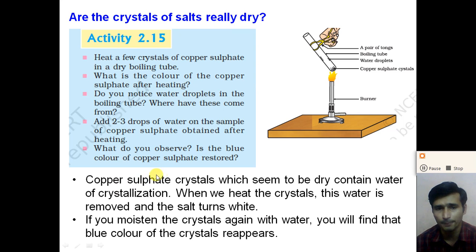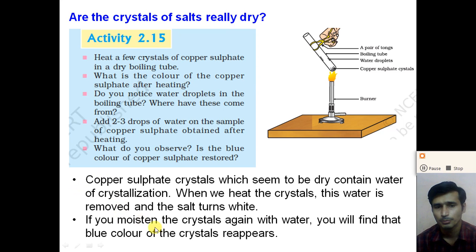So here the copper sulphate crystal, which seems to be dry, contains water of crystallization. All such salts have some water content for the crystallization. When we heat the crystal, this water is removed and the salt turns white, right? After heating, the blue color of the copper sulphate becomes white.